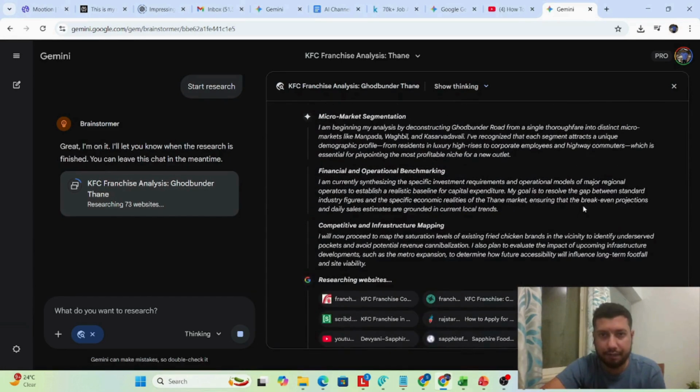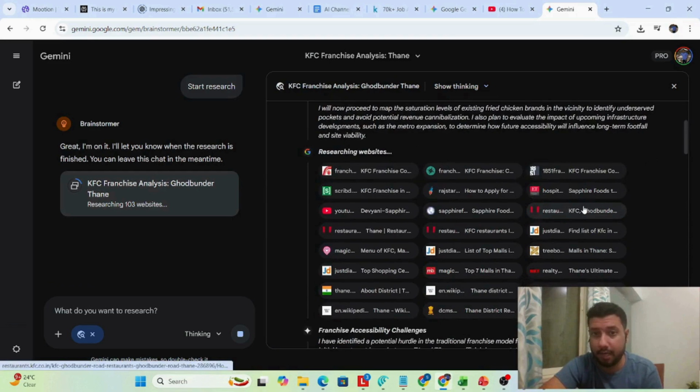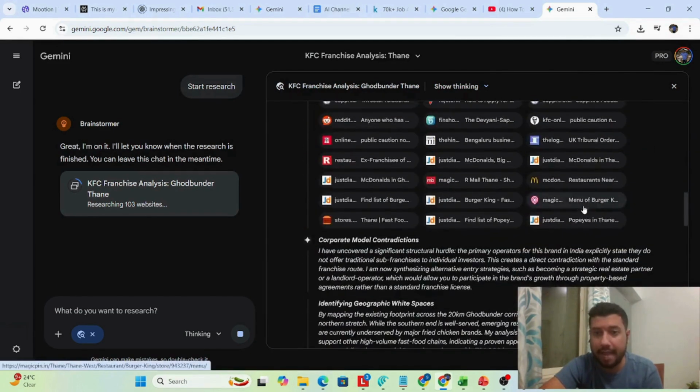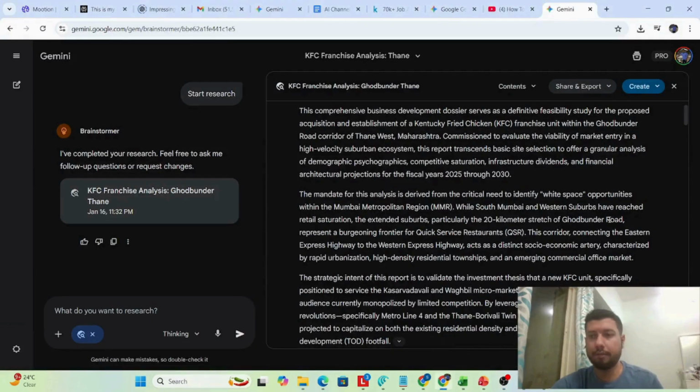Just see the level of detailing that it has already started doing. Micro market segmentation, financial and operation benchmarking, competitive and infrastructure mapping. Look at the number of websites that it is already looking into, and it is doing its research. But all these things are already happening in the back end before we arrive at the final results.